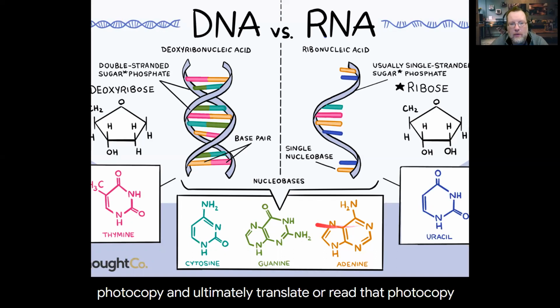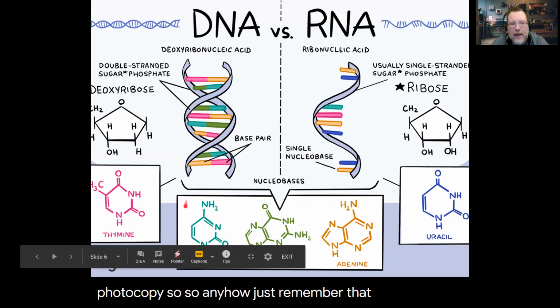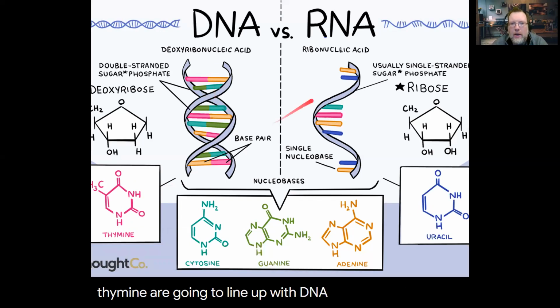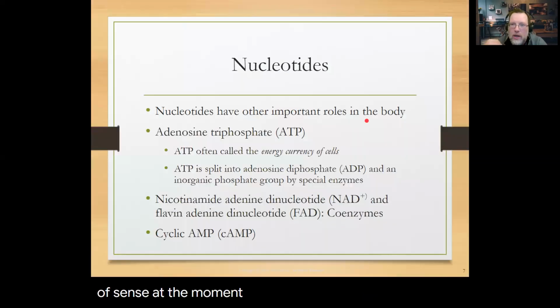So anyhow, just remember that adenine and thymine are going to line up with DNA. With RNA, we're going to get uracil instead of thymine connecting to adenine when we make our photocopy. Now, this may not make a lot of sense at the moment, so in a few minutes, we'll go through how DNA photocopying works.